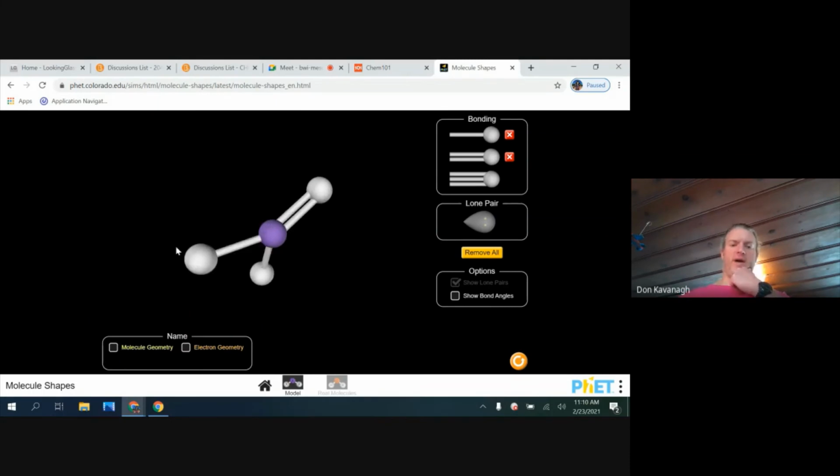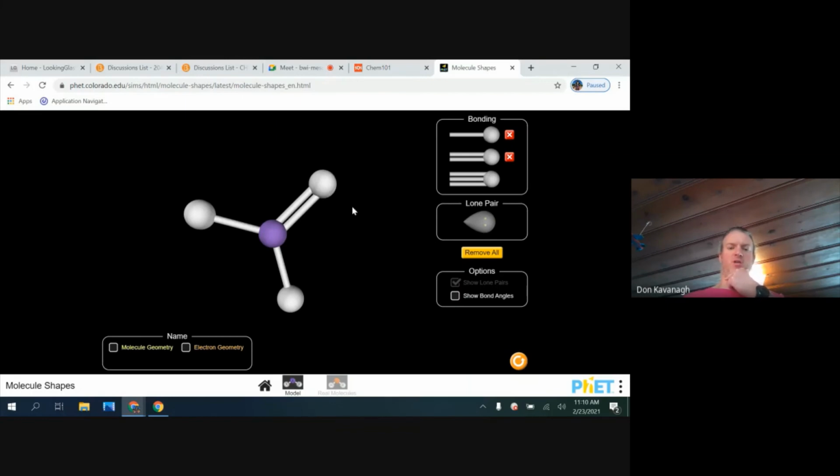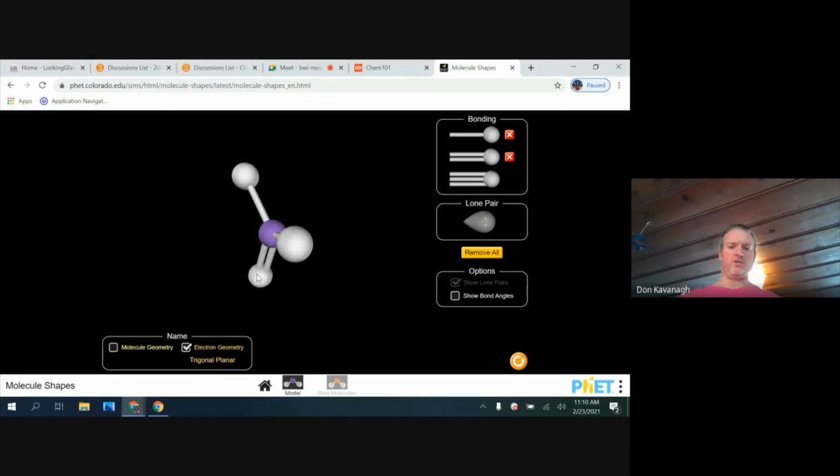It is surrounded by three things. 1, 2, 3 things. I understand that there's a double bond here, but it's all counting as one thing poking out. So it's going to have a trigonal planar electron geometry. Trigonal because there's three things, and then planar because it's all flat.